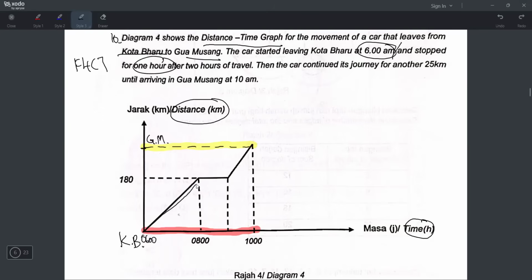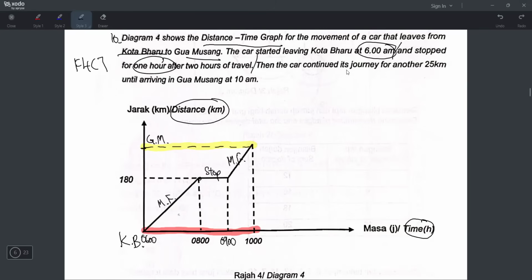Yeah, because when the line goes up, what happens? When the line goes up means the car is moving. Yeah, the car is moving forward. And then when the line is static like that, it's like a horizontal line. It means your time is increasing, but your distance never changes. Yeah, that is why here is stop. And then this one, you can see the distance is increasing over time. So it means you are moving again, right? That is why when they say stop for 1 hour after 2 hours travel, it means here you stop for 1 hour. So you can take 8 plus 1 hour, you get 9 a.m.